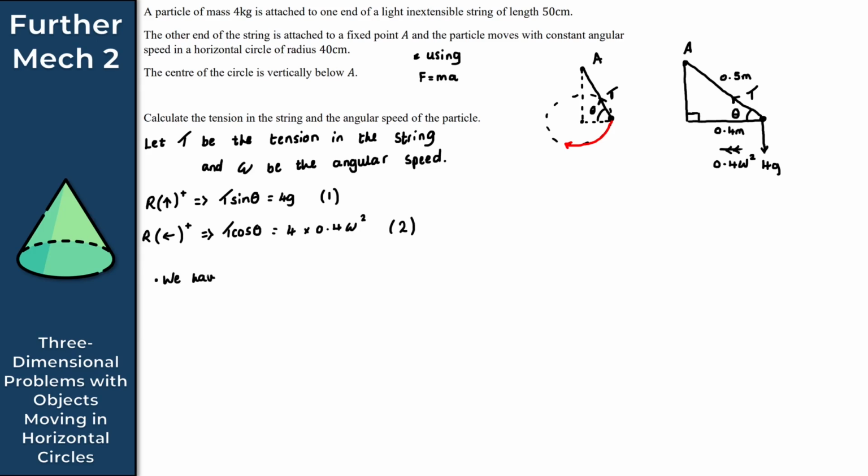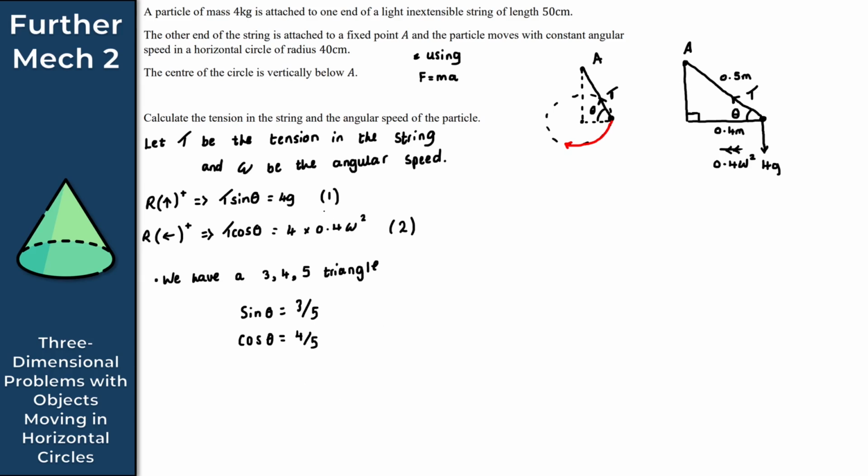So we have a 3, 4, 5 triangle. So in that case, sine theta here would be equal to 3/5, just basic trigonometric ratios. And cos theta is equal to 4/5. We don't need to worry about tan theta here. We just have sine theta and cos theta, so that's absolutely fine.